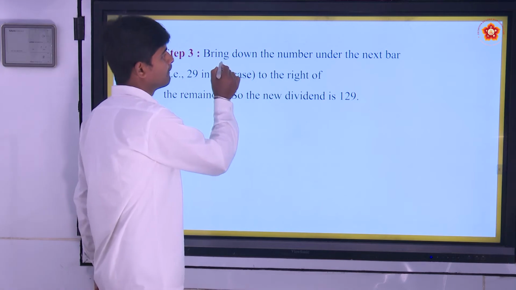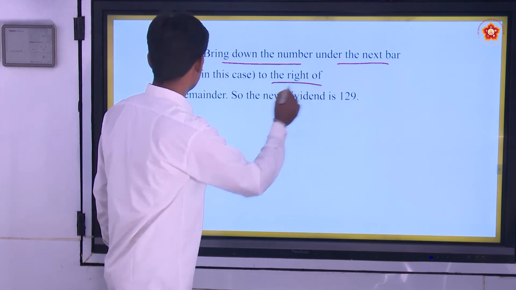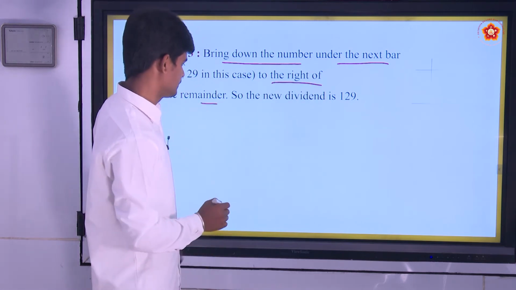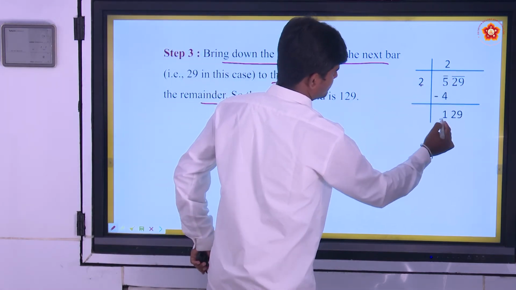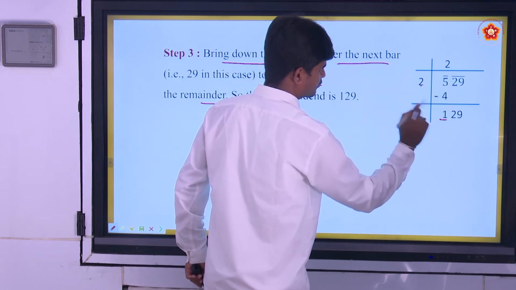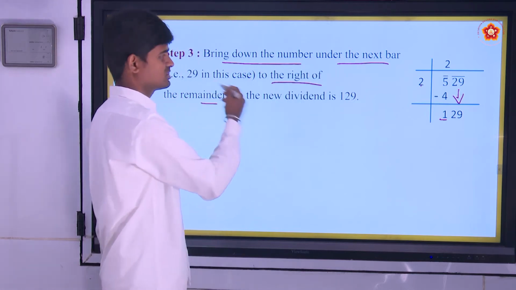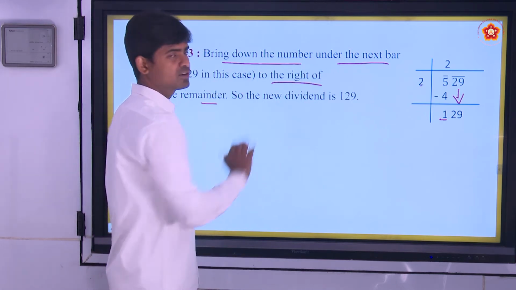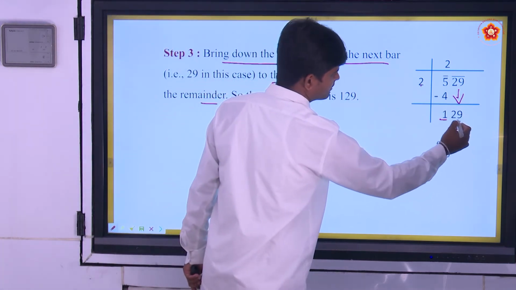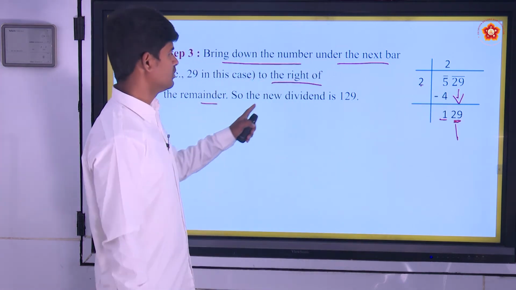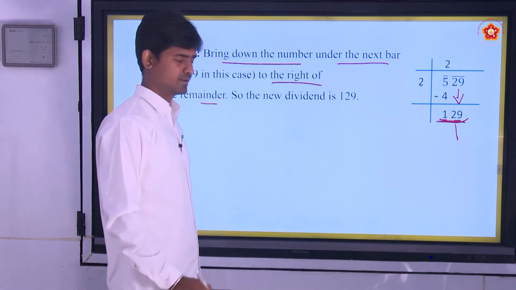Third step, bring down the number under the extreme next bar, that is 29 in this case, to the right of the remainder. See, we wrote 2 under the 5, and the remainder is 5 minus 4 is equal to 1. Bring down the number under the next bar, that is 29, to the right of the remainder. Okay. So the new dividend is 129. Now the dividend is 129.